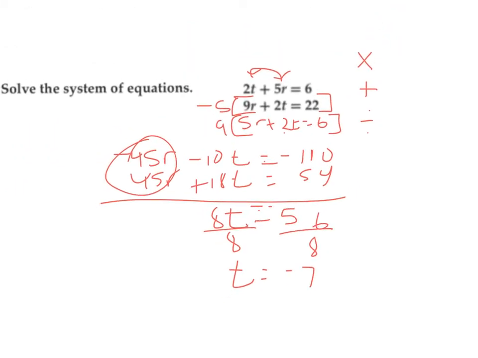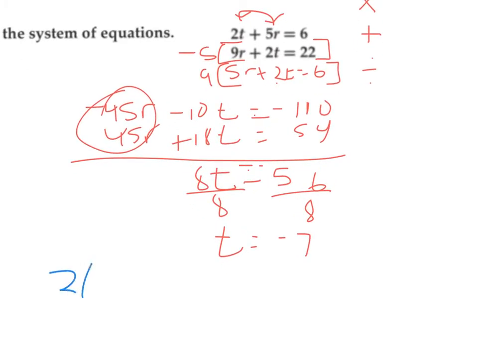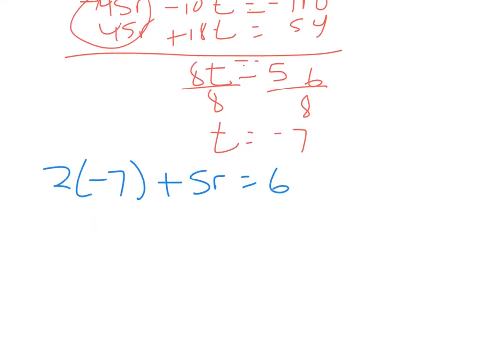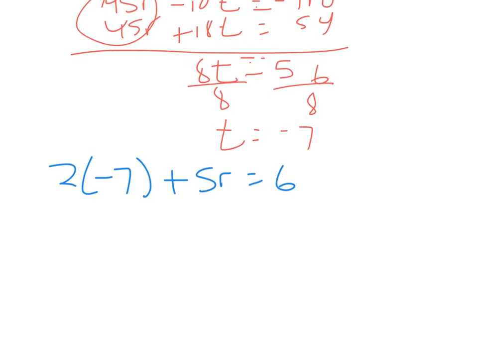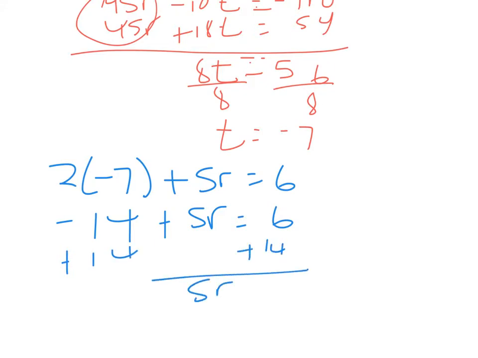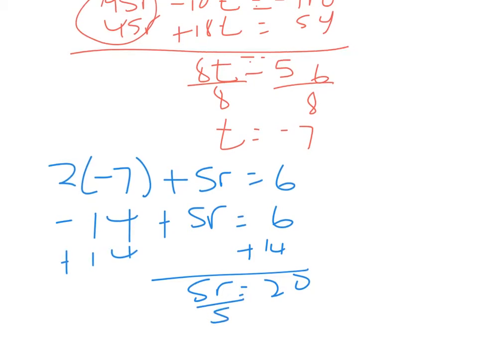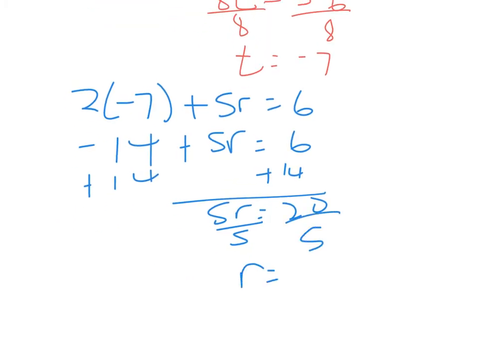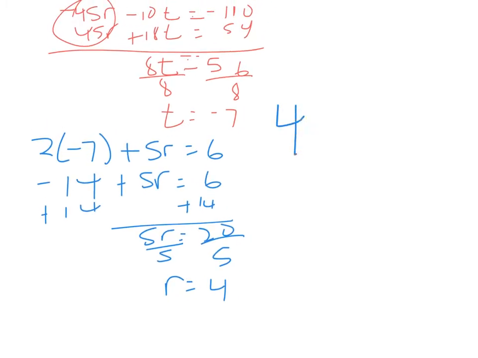So once you have one letter, you substitute back in. So I'll substitute that into the first one. So 2, I'm going to put the negative 7 where the t is, plus 5r equals 6. And so now I solve for r, so it's a negative 14 plus 5r equals 6. Add 14 to both sides. So I get 5r equals 20. Divide by 5, so r equals 4. So my answer is 4 negative, let me write that correctly. It'll be 4, negative 7.